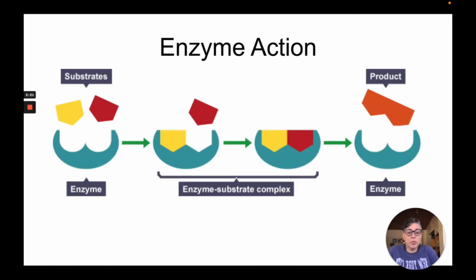All right, so let's go through enzyme action. First of all, we know that there are enzymes and there are substrates. They have to come into contact with each other. This can be controlled by any number of factors, but we want the substrates to come into contact with the enzyme as quickly as possible.